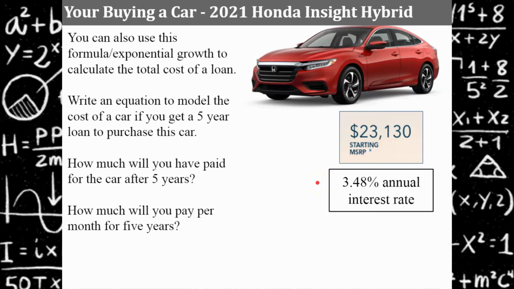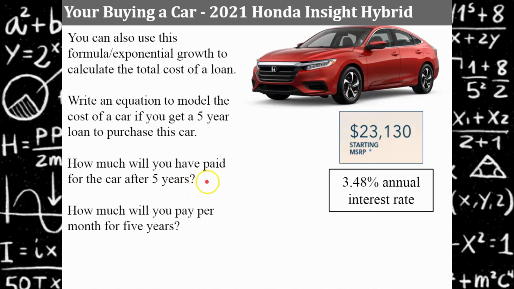So here are some questions for you. Keeping in mind that we can also use this formula of exponential growth to calculate the total cost of a loan, I want you to write an equation to model the cost of the car if you purchase this and get a 5-year loan from the bank. Then I want you to use that formula to say how much you will have paid for the car after 5 years. And then think about how much you will have to pay per month for 5 years.